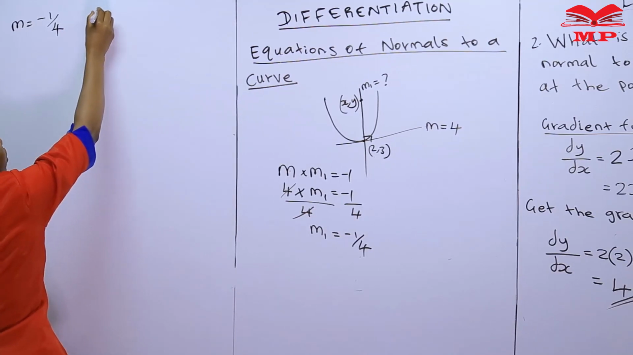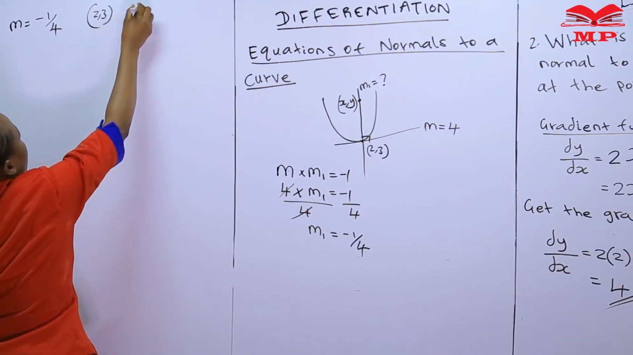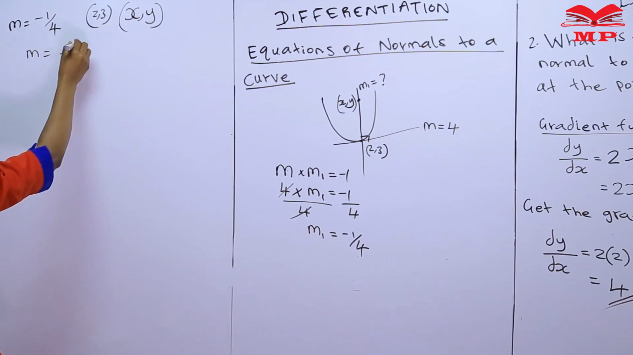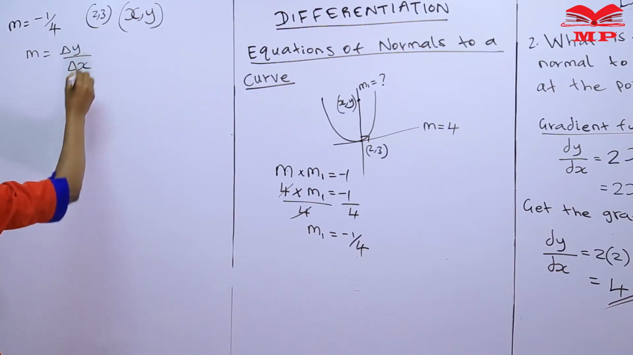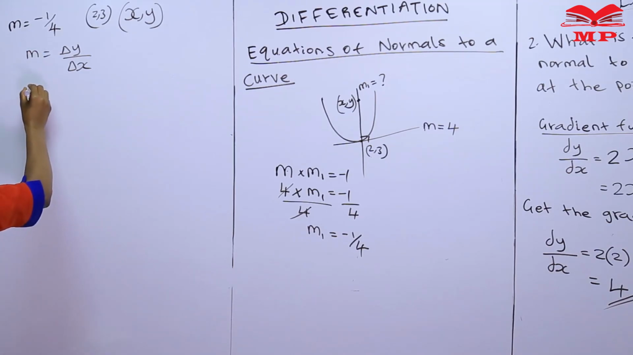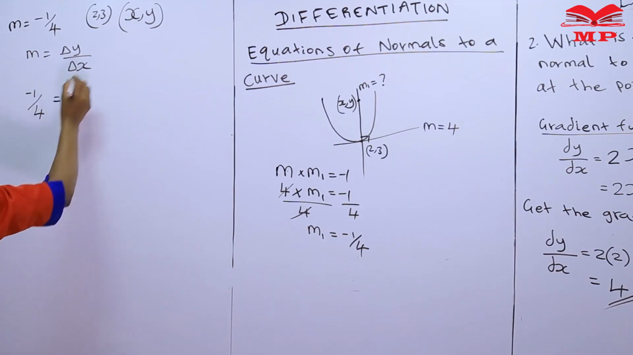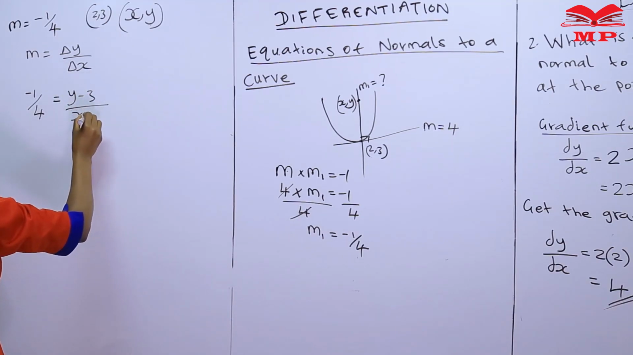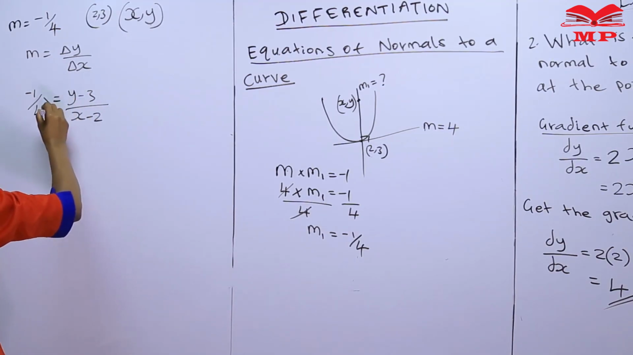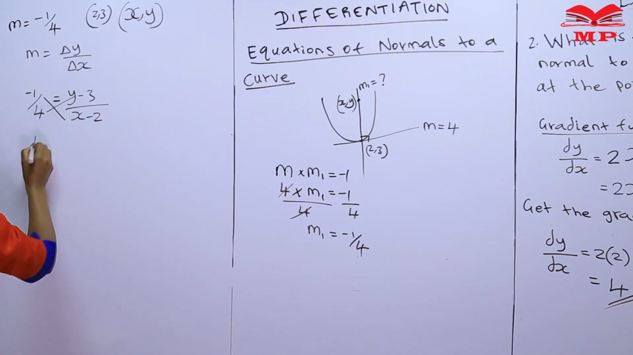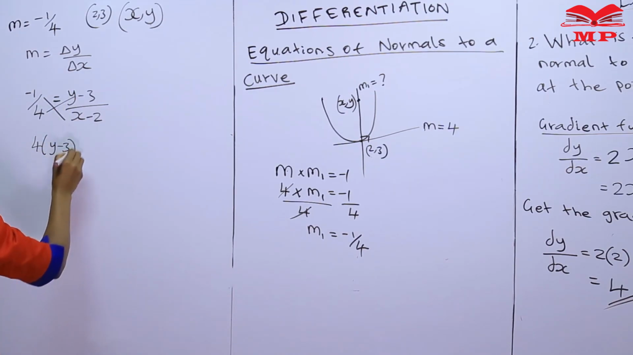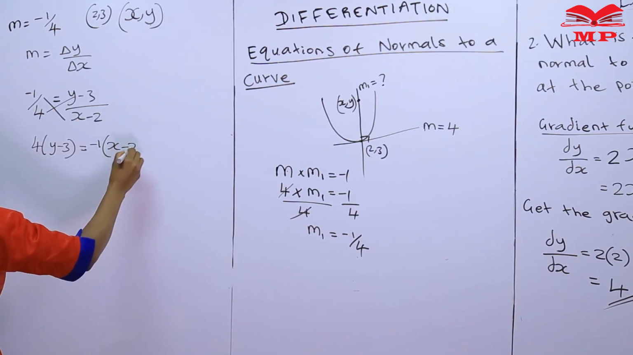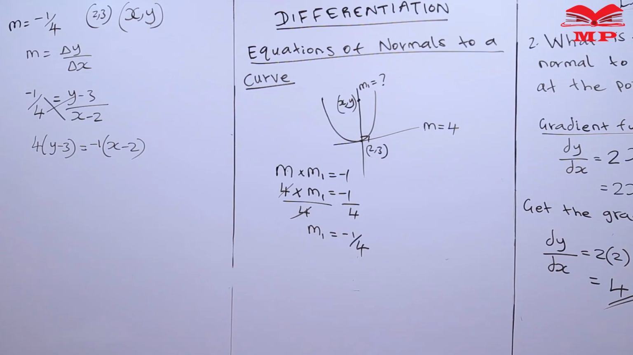We have the point (2, 3) and the imaginary point (x, y). We know very well gradient is given by change in y all over change in x, and therefore our gradient is -1/4. Change in y, we have y minus 3 divided by x minus 2. Then we cross multiply. So we have 4 times y minus 3 is equal to negative 1 times x minus 2. So we open the brackets.